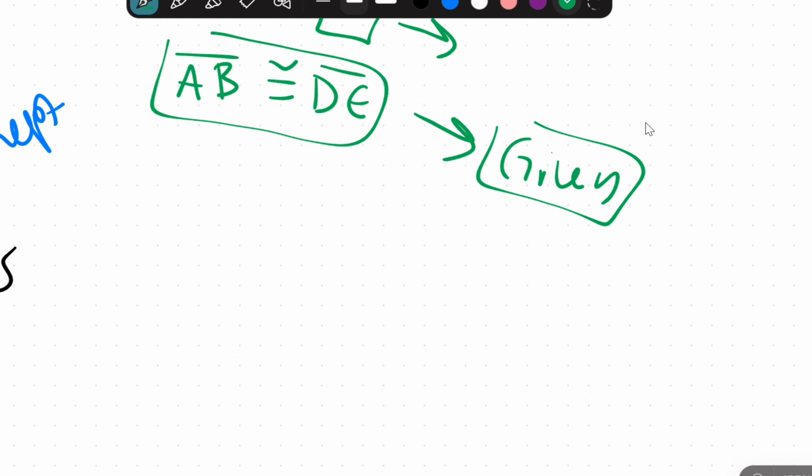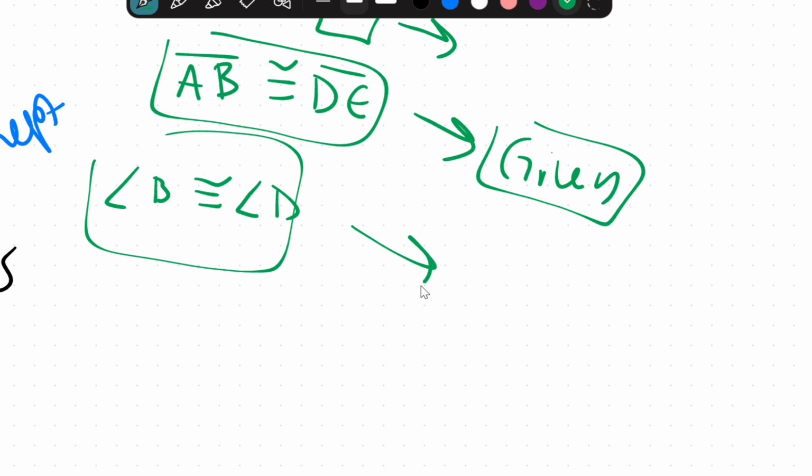Then we have, what was the other one? Oh yeah, angle B is congruent to angle D. Our reasoning: all right angles are congruent.